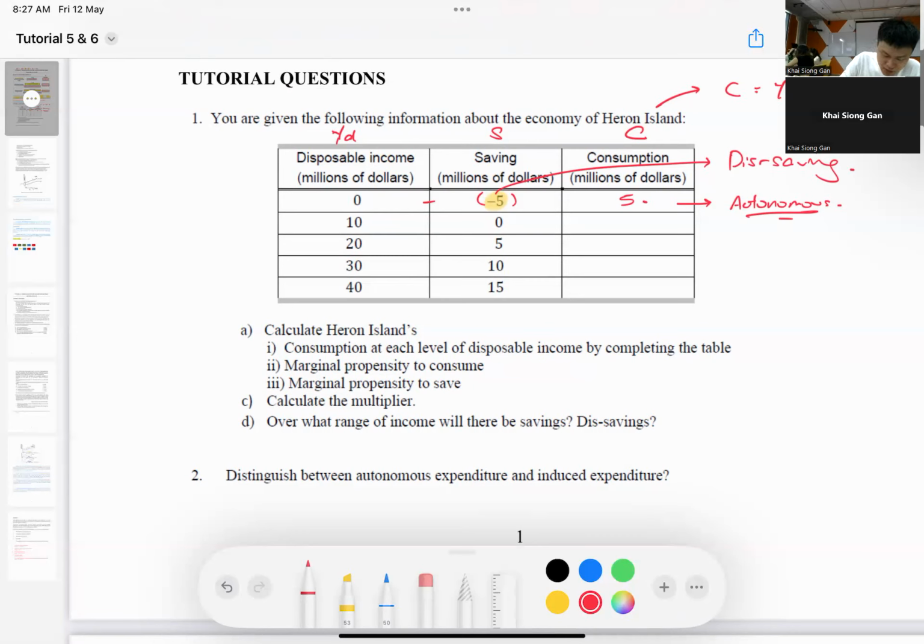Now, when the income is 10 million dollars and the saving is 0, that means that you spend it all. 10 minus 0 equals 10, 20 minus 5 equals 15, and then 30 minus 10 equals 20, and then 40 minus 15 equals 25. So these are the amounts of consumption.